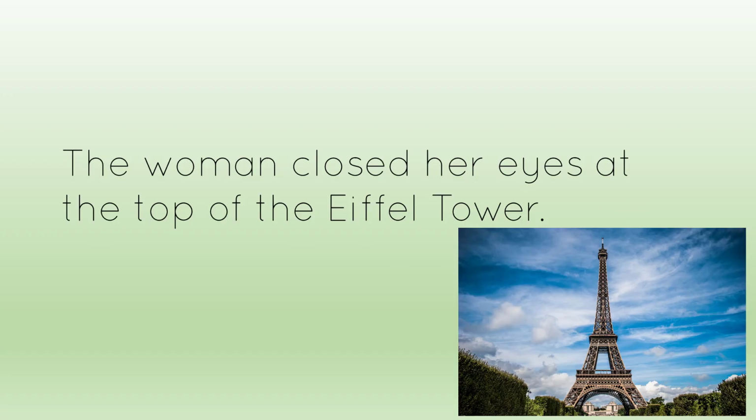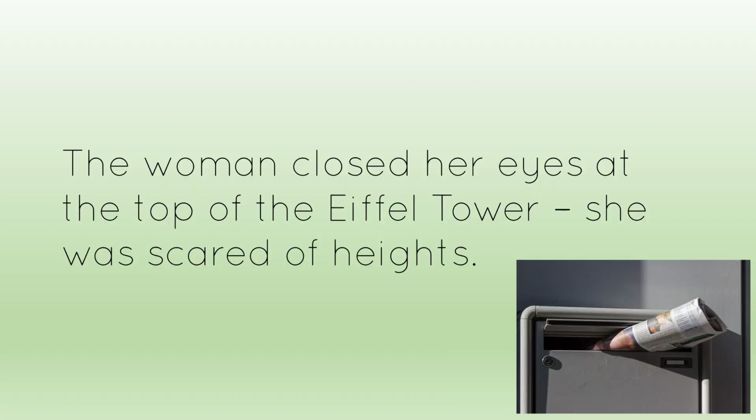So here is an example with a full stop. There's no dash in this sentence. The woman closed her eyes at the top of the Eiffel Tower. Full stop. That full stop is like a closed door. Okay, there's no more information. However, what if the writer wanted to let us know a little bit more about why the woman was closing her eyes? Well, the writer could add in a dash and say she was scared of heights. That's that idea of just adding in a little bit extra information.